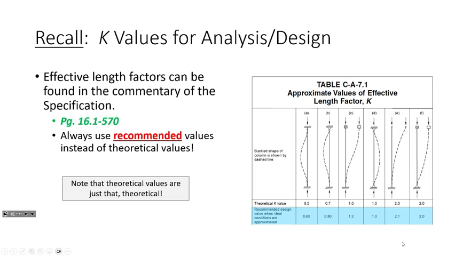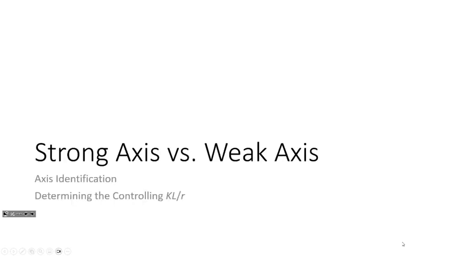And remember to make sure that you're using the recommended values, not the theoretical one. Because, for example, if we look at case A, it assumes a fixed boundary condition, and there's no such thing as a boundary condition that's perfectly fixed or perfectly pinned. Those are mathematical abstractions. They don't exist in the real world. Even if you connect it with the most beefy connection that you can think of, there's still going to be a little bit of rotation. That's just physics, so you can't get around that.